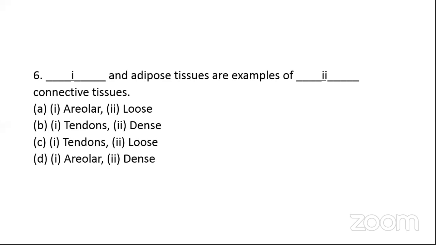Then blank and adipose tissues are example of blank tissues. So it is areolar. Areolar and adipose tissue are example of loose connective tissues. So A is the correct answer.